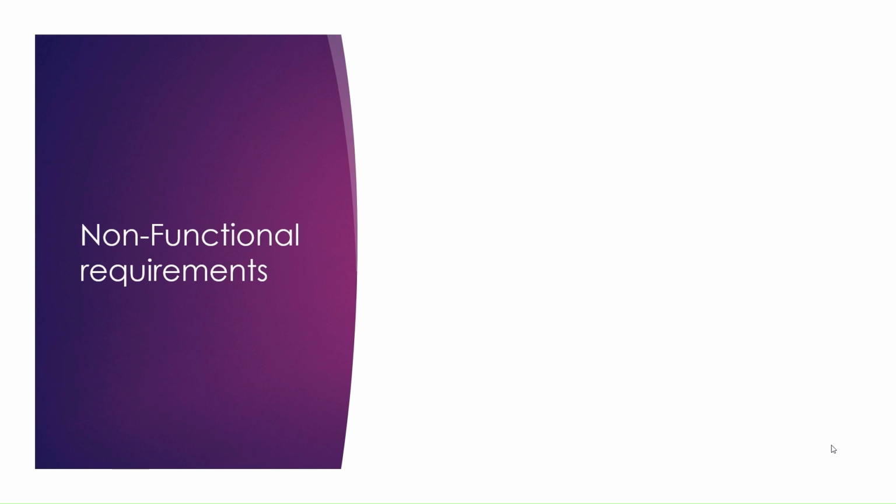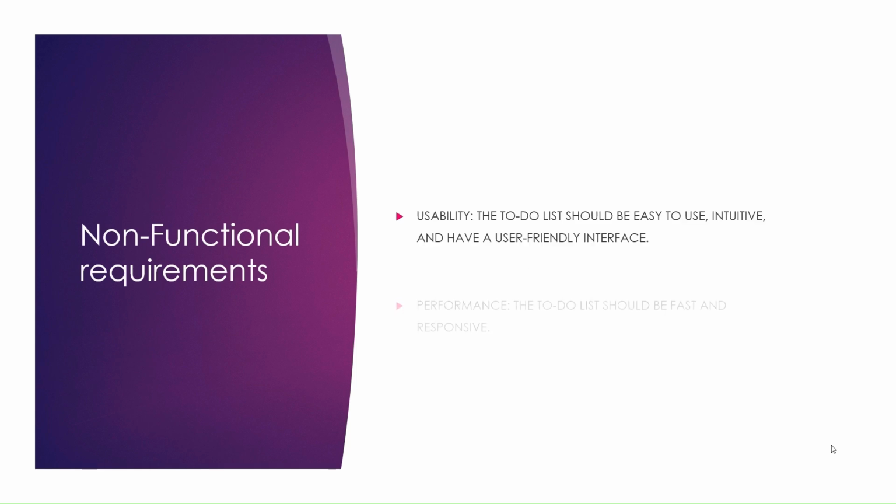The next step of our design is non-functional requirements. The first requirement is usability. Usability is essential for a to-do list because it ensures that the user can easily and efficiently create, modify, delete, and complete tasks. The next one is performance.